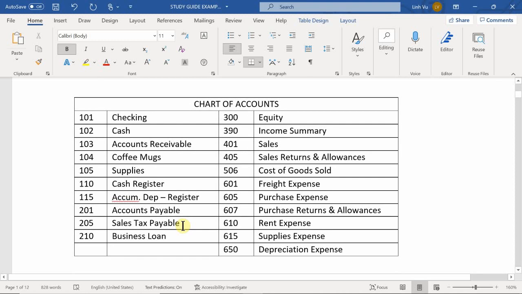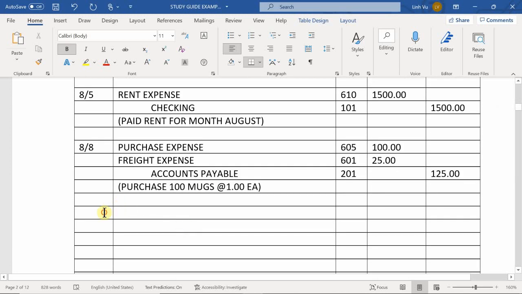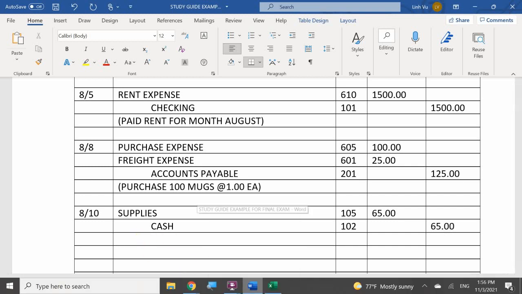So let's take a look. We have supplies, 105, and we decrease the cash. So supplies and cash. Supplies is number 105 and cash 102. How much did we buy? $65. Okay, 65 and 65. So we go to the ledger.